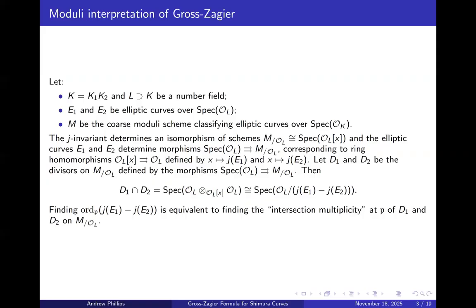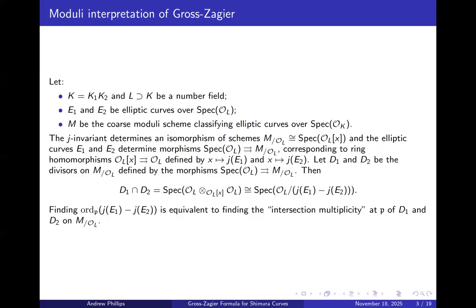So in the end, if you start with a prime P of OL and you want to find the p-adic valuation of that difference, it basically amounts to finding the length of the local ring of this affine scheme at the point P. And that basically is, if you look at definitions of how you define intersection multiplicity, I'll give you a more precise definition later.